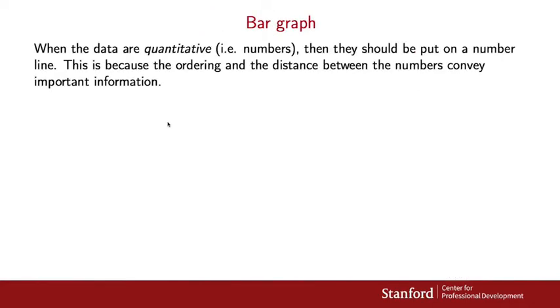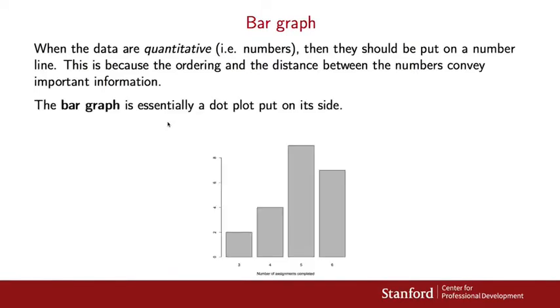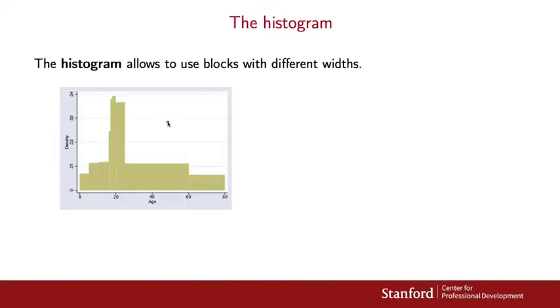Now, when the data themselves are quantitative, that is, they are numbers, then the convention is to put the data on the number line. The reason for this is that the ordering and the distance between the numbers conveys important information. The standard graph for displaying such data is the bar graph. It's essentially a dot plot put on its side. In this example, it shows the number of assignments that were completed by 22 students in a class. The histogram is very similar to a bar graph, but it allows to use blocks which have different width.